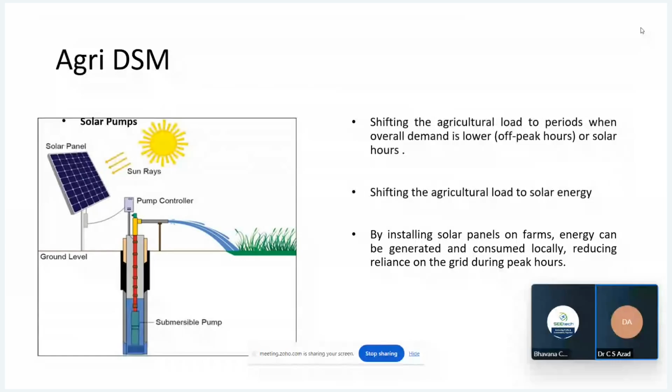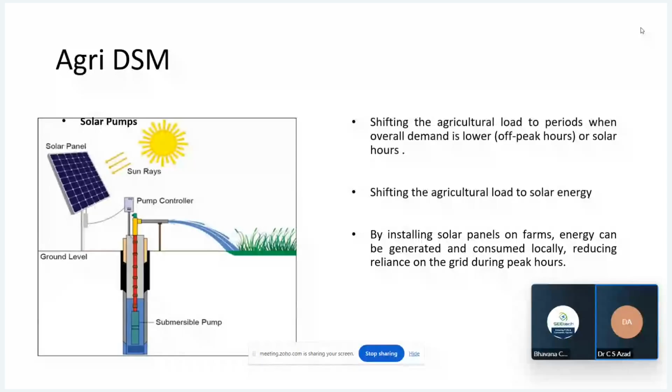Second option is shifting the agriculture load to solar energy. This may be done by solarization of the agriculture feeders. First of all, we have to identify the feeders that are supplying the agriculture load, and for those feeders, solar photovoltaic plants may be installed, and that may directly supply the power to the agriculture load.